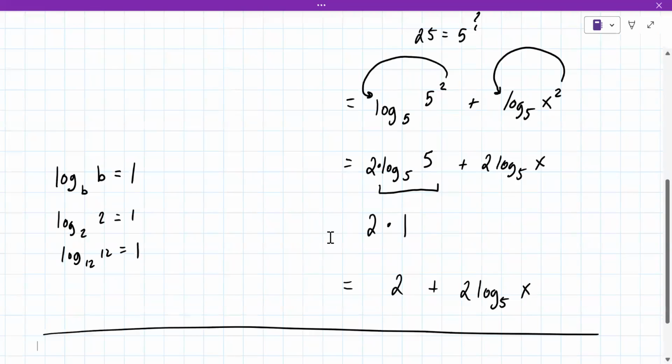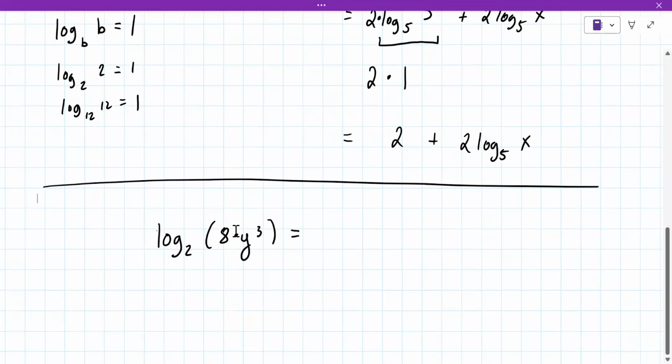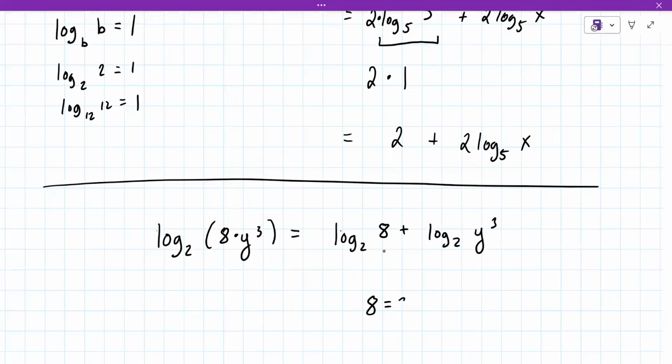Okay, so I'm just asking you to basically replicate everything we just did here, which is a lot, but the first step is to break apart the product into a sum. So it'd be log base 2 of 8 plus log base 2 of y to the power of 3. Good. And then the goal here is to figure out, is there a way to write 8 as 2 to some power?